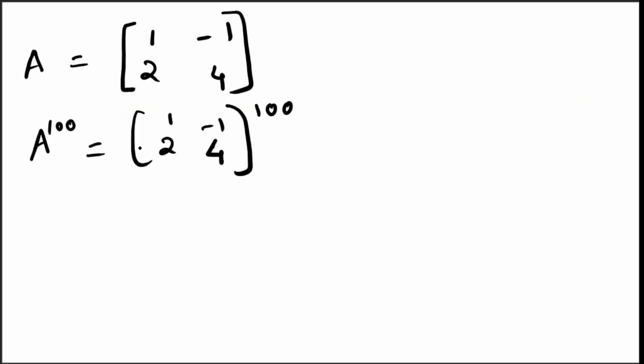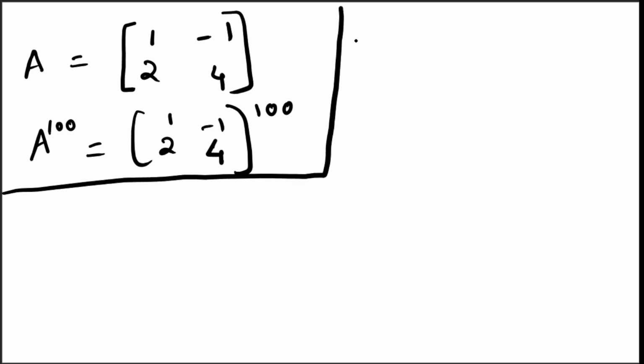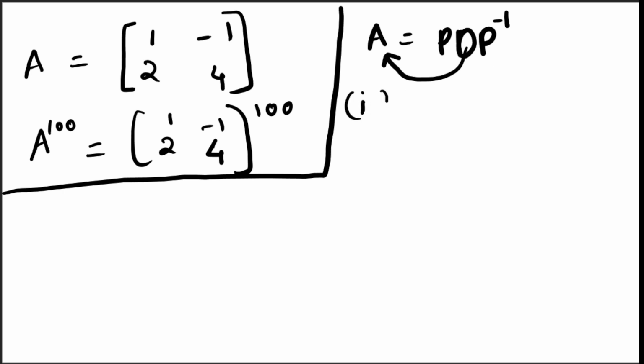Okay, we have to find A raised to 100. This can be done easily. We just have to diagonalize this matrix, which means we can write A as P D P inverse. I suppose many of you know this method, where D is the diagonal matrix of A. The first step is to find D, the diagonalized matrix.